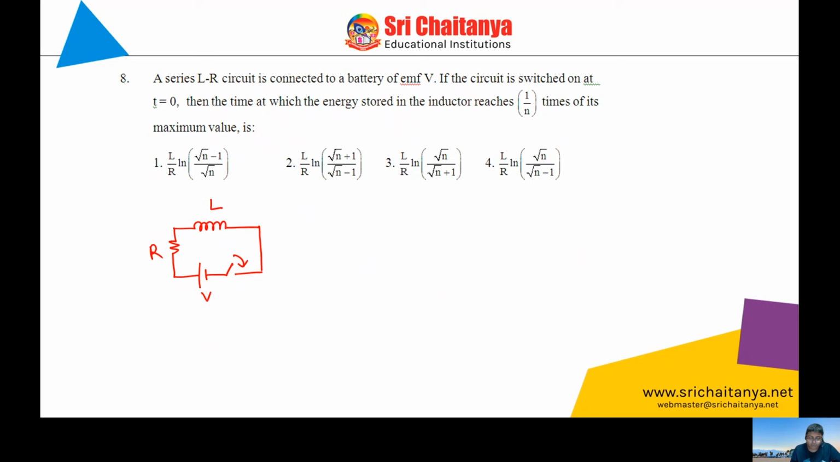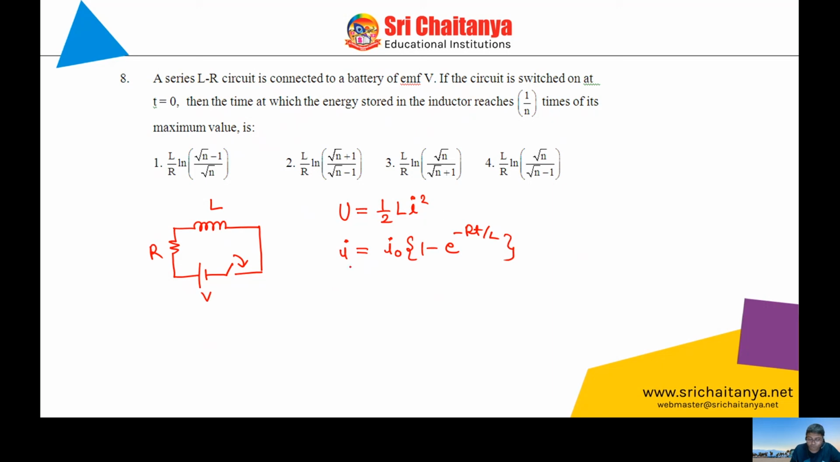And we are required to find the time at which the energy stored in the inductor reaches 1 by n times its maximum value. The energy stored in the inductor is simply half L i square, where i is the instantaneous current, and the instantaneous current as a function of time is simply given by I naught into 1 minus e to the power minus R t by L. So this is the expression. Okay, so U is directly proportional to i square.